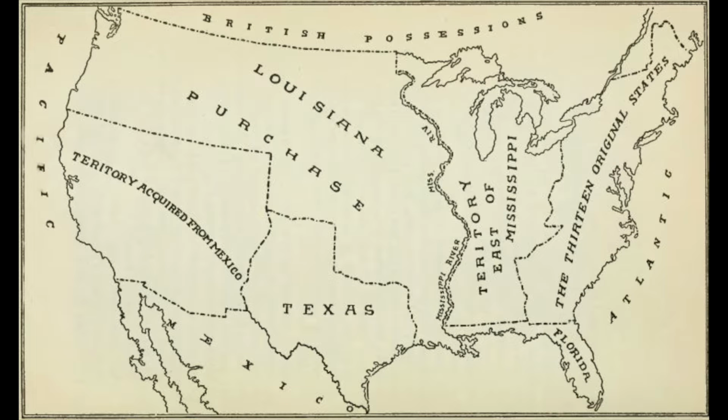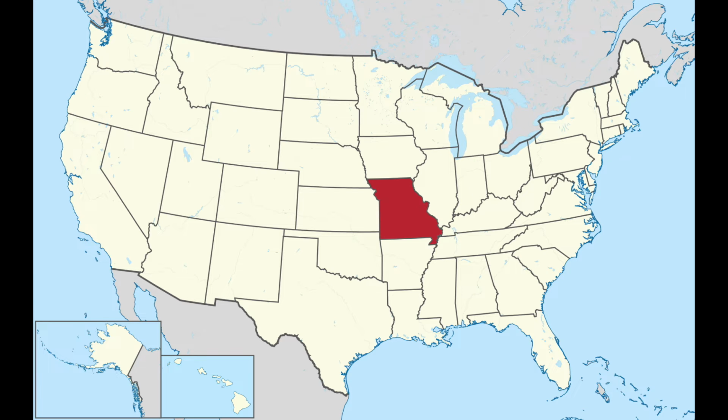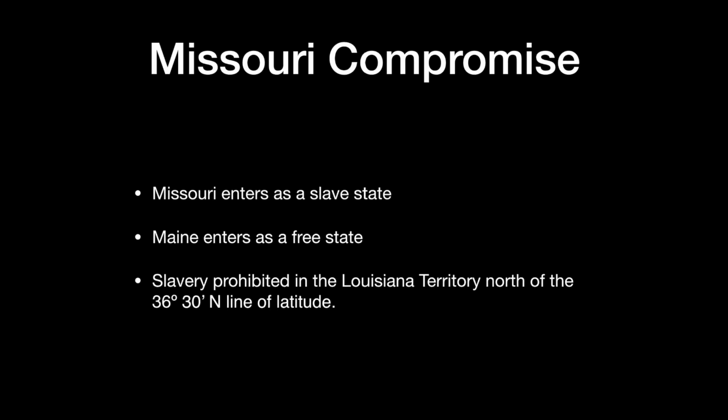The desire to keep a balance of power in Congress between free and slave states became an issue in 1820. That year, Missouri requested to enter the Union as a slave state. If Missouri was to be admitted, the slave states would overpower the free states in Congress. A compromise, however, was worked out between Northerners and Southerners in Congress. This compromise became known as the Missouri Compromise. Missouri would be allowed to join the United States as a slave state, with Maine also entering but as a free state, thereby maintaining that balance of power in Congress.